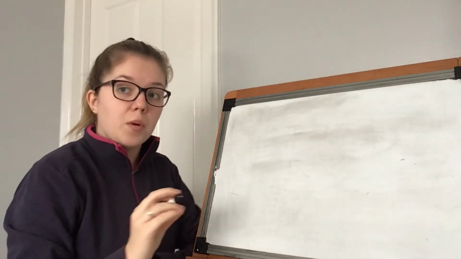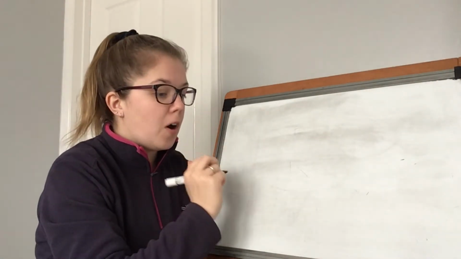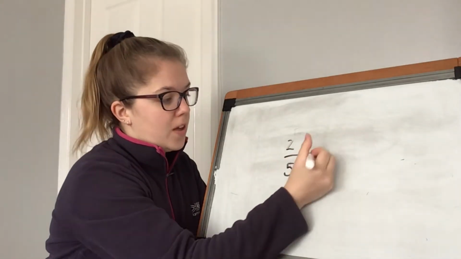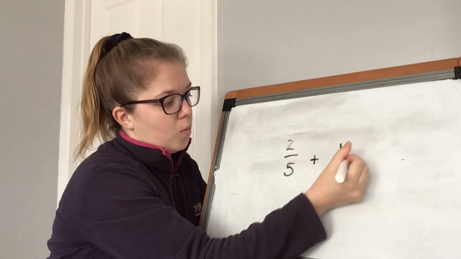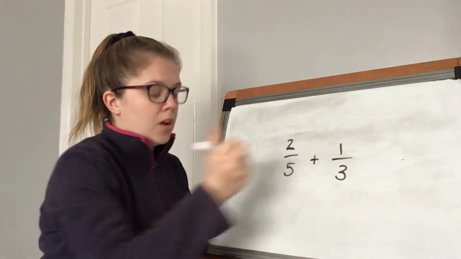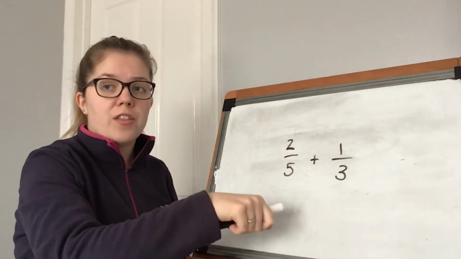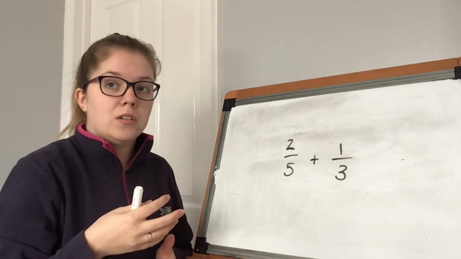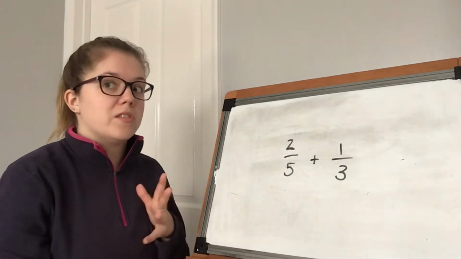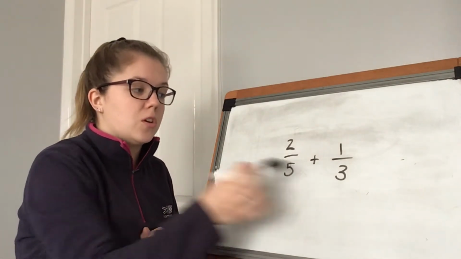Right, revising what we did yesterday and on Friday. What if I had 2/5 add 1/3? Can I add 5ths and 3rds together as they are? No, I can't, because I've got apples and oranges and I'm trying to add them up and they're a different fruit because they've got different denominators.